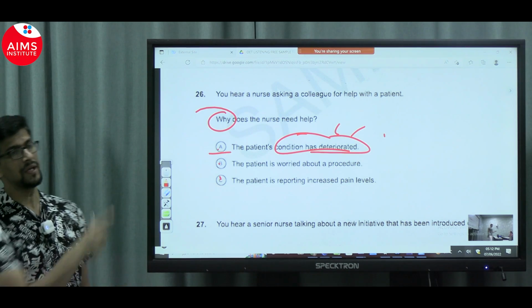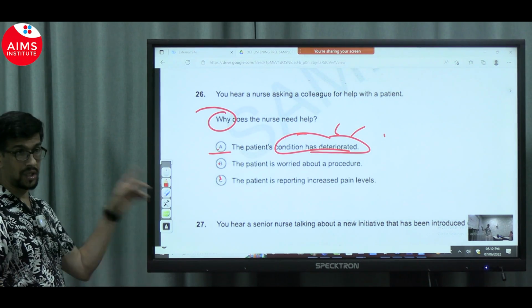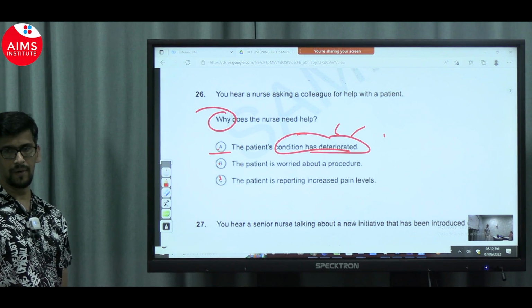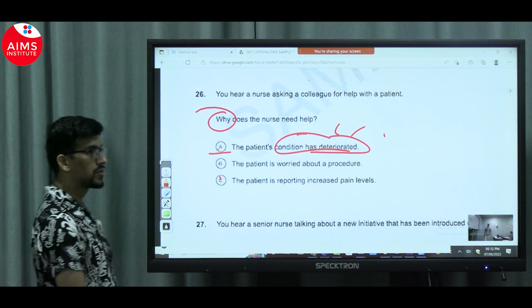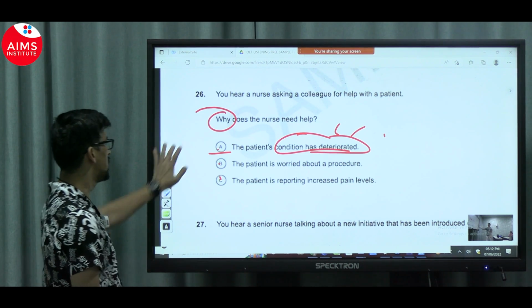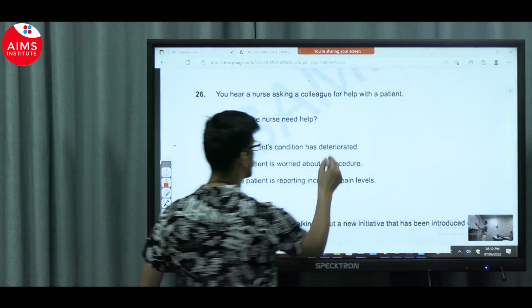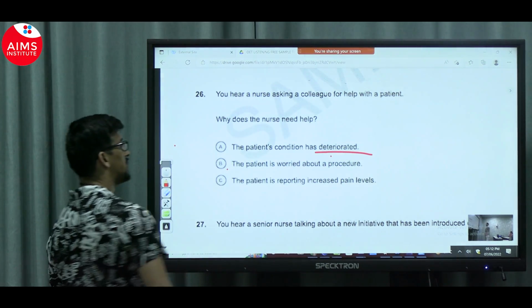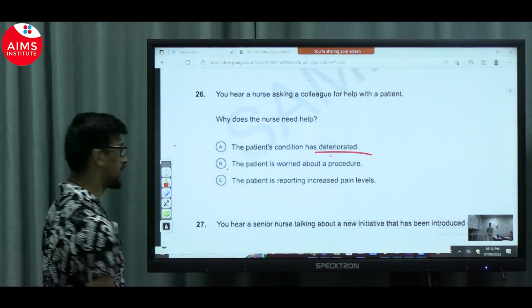As the audio is moving, you should still read the questions. Okay? So, condition has deteriorated is one option. Next, the patient is worried about a procedure.